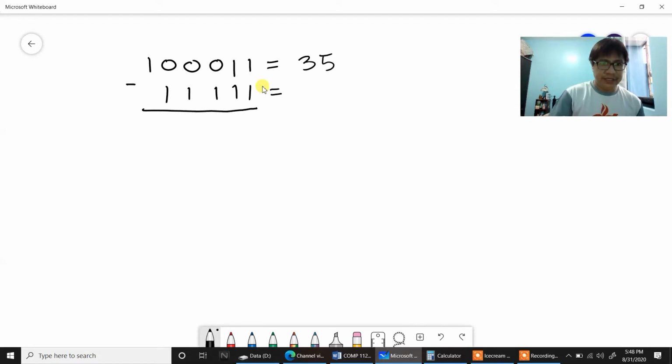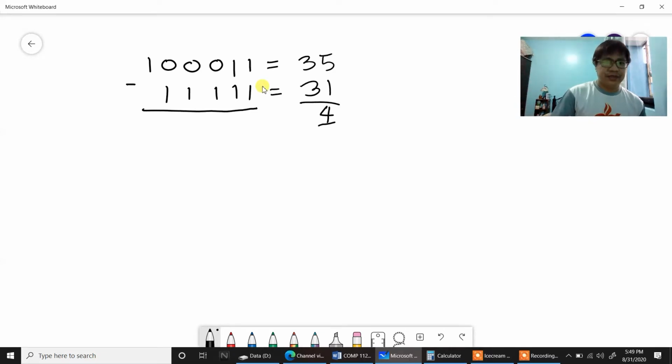Now below, you got 1, 2, 4, 8, then 16. If we compute all of them, 1 plus 2 is 3, plus 4 is 7, plus 8 is 15, 15 plus 16 is 31. So you have now subtracted: 35 minus 31 is 4. So the objective is to get the 4.